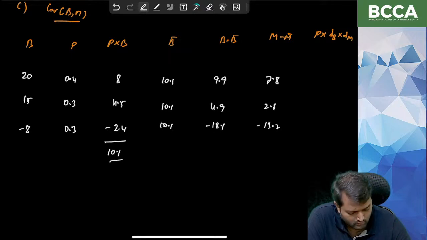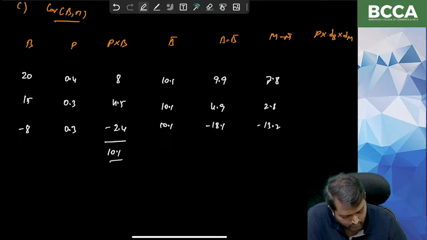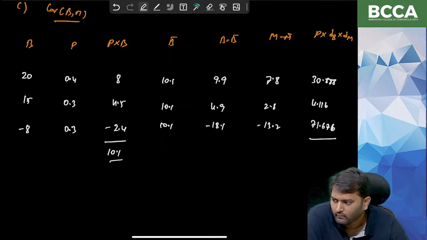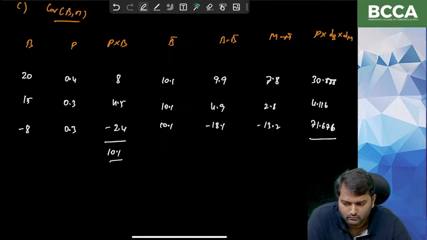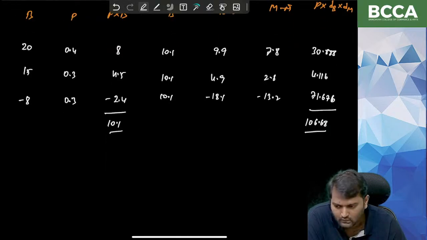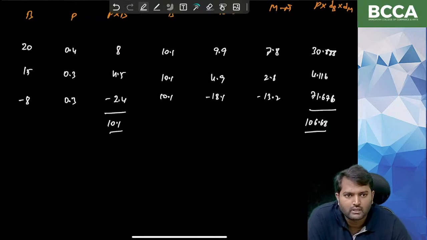Okay, so P into deviation of B into deviation of the market: 30.888. Thank you, Shilpa. 30.888, 4.116, 71.676. So the total is 106.68. Is it right? Covariance of B comma M is equal to 106.68. 106.2 is the covariance of A comma M. Covariance of B comma M is equal to 106.68. Is it right?